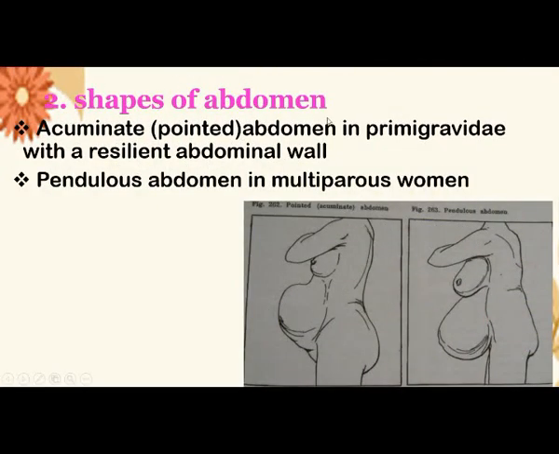And next, the shape of the abdomen. I want to say pendulous abdomen. You can see this is the pendulous. The acuminate, it's a pointed abdomen. You can see this is the point.